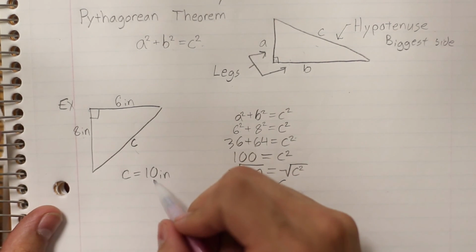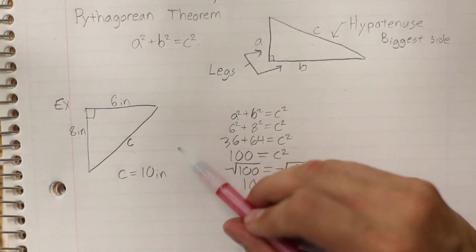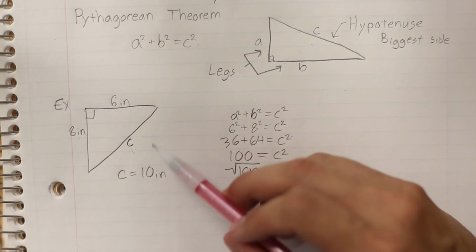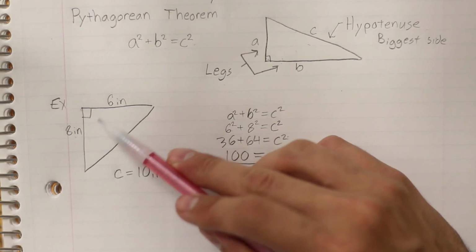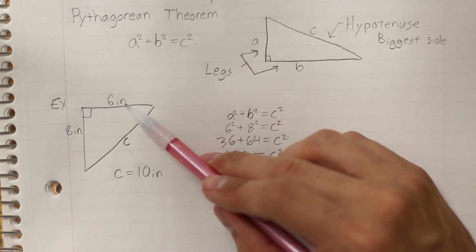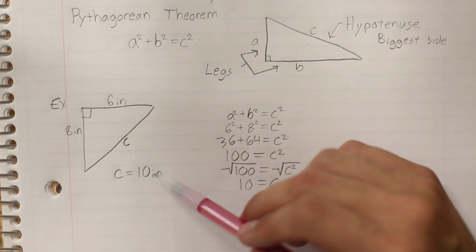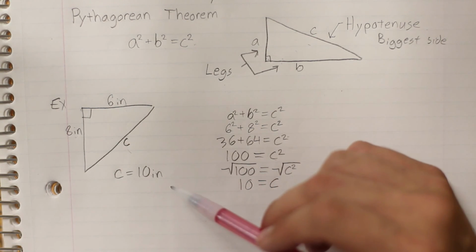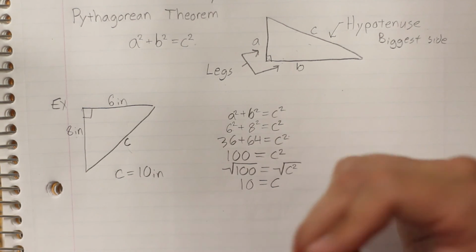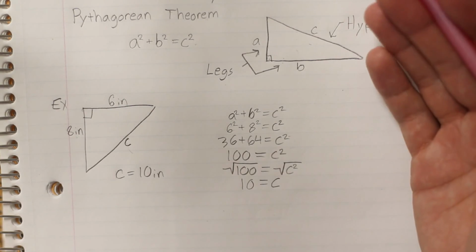And here's something you guys should notice. I told you before, hypotenuse is the biggest side. When you get your answer, it should be a number that is bigger than the two legs. This leg is 6, this leg is 8, well this hypotenuse is 10. If you had gotten 7 as your answer, or 5 or 2, you have done something wrong. And that's a good way to check, guys. If you're looking for the hypotenuse, it should be the biggest side.